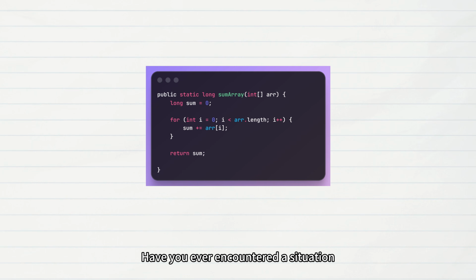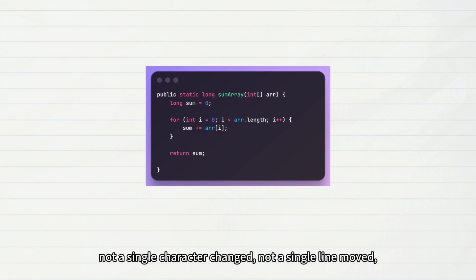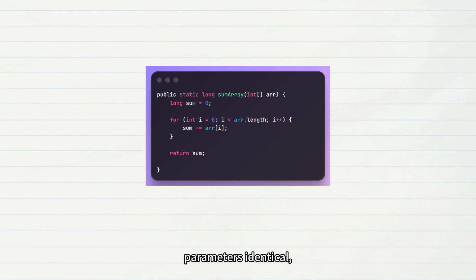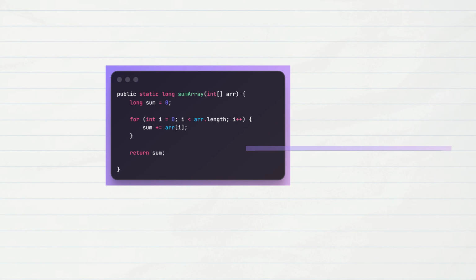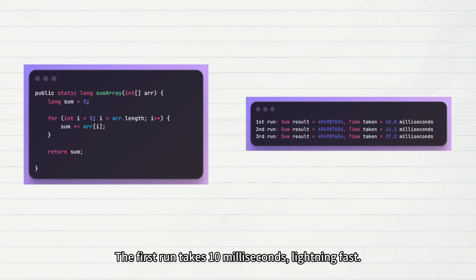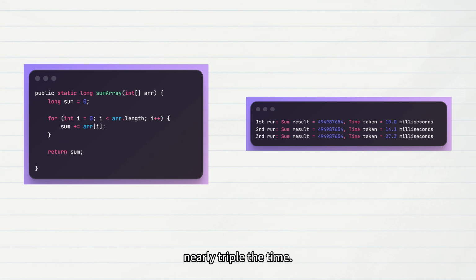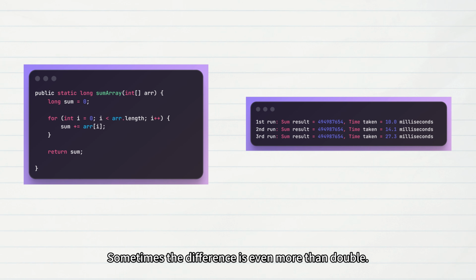Have you ever encountered a situation where you run the exact same code? Not a single character changed, not a single line moved, parameters identical, input data exactly the same. The first run takes 10 milliseconds, lightning fast. The second run takes 14 milliseconds, a bit slower, maybe just a fluke. The third run jumps to 27 milliseconds, nearly triple the time. Sometimes the difference is even more than double.